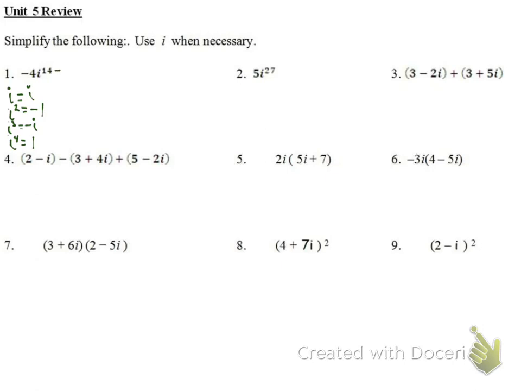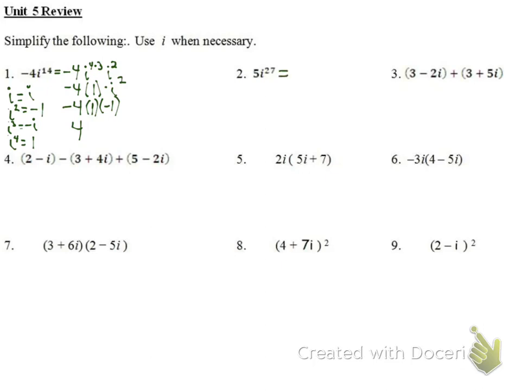We can just think of i to the 14th as a multiple of 4. So we could think of it as 4 times 3, and then an i of what's left. Well, 4 times 3 is 12, that leaves 2 left over. So that's negative 4 times 1 times i squared. Now i squared we said was negative 1, so negative 4 times 1 times negative 1 would leave us with an answer of 4.